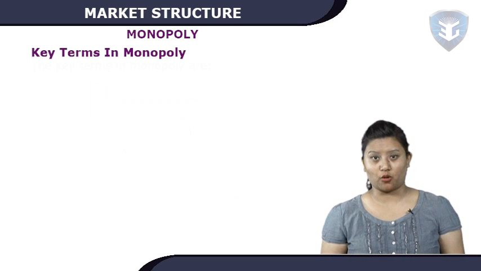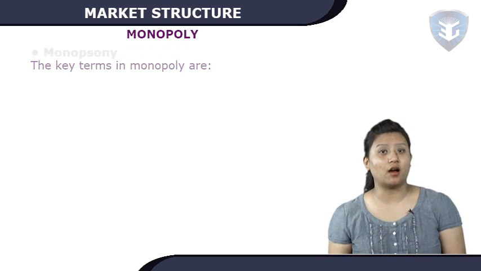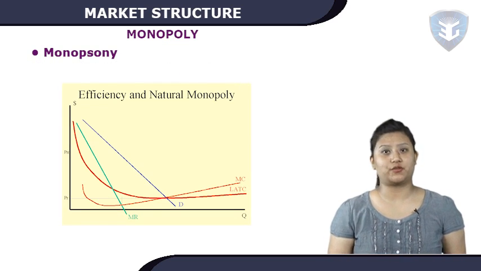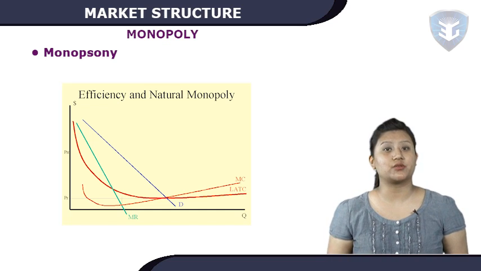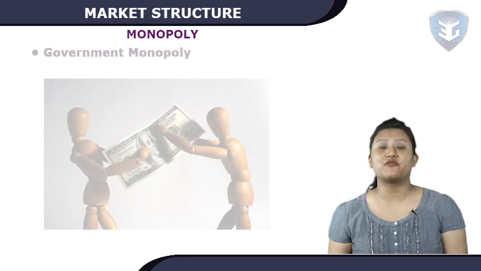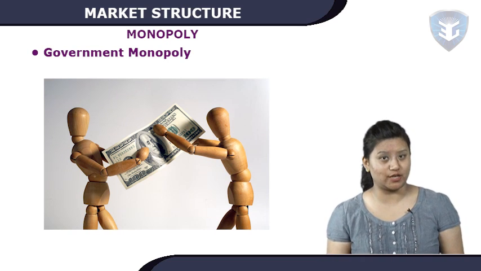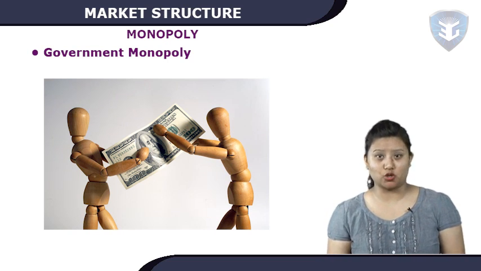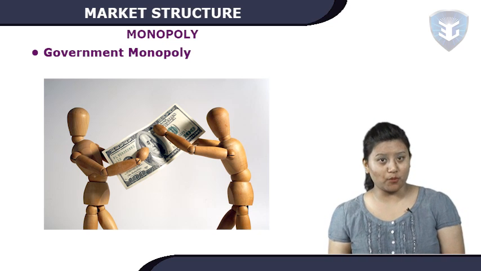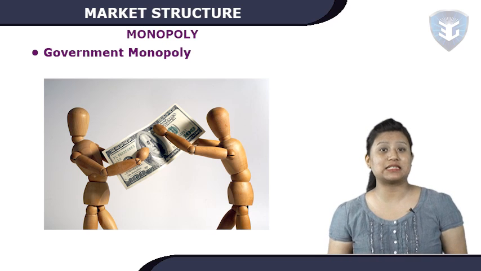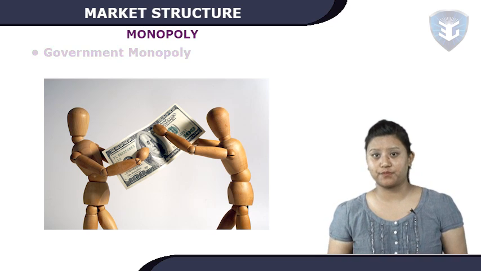The key terms in monopoly are monopsony. In monopsony, there is only one buyer of the product or the service. The other characteristics are same as monopoly. Government monopoly. In government monopoly, the government reserves the venture for it. Also known as legal monopoly or government-granted monopoly, it is sanctioned by the state government to encourage the investors in a risky project or a venture.